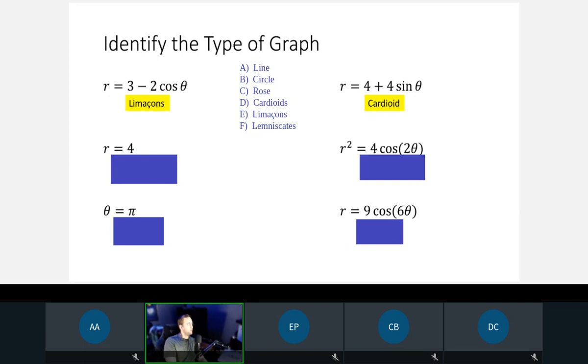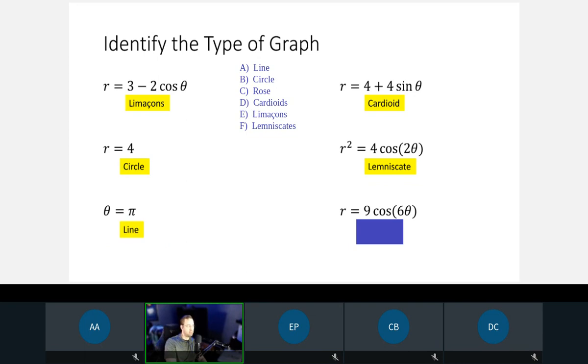All right, so r equals 4, radius is 4. That's a circle. R squared equals that stuff is definitely a lemniscate. Those are super easy to spot. Theta equals pi is definitely a line. And r equals 9 cosine 6 theta: there's no plus or minus term, and there's no squaring or square rooting, so that's definitely not a lemniscate. That is definitely a rose. There are characteristics that you just have to practice. They're very different. Picture-wise, graphical-wise, some of them might look the same, so don't trust your graph. You don't need to graph them.